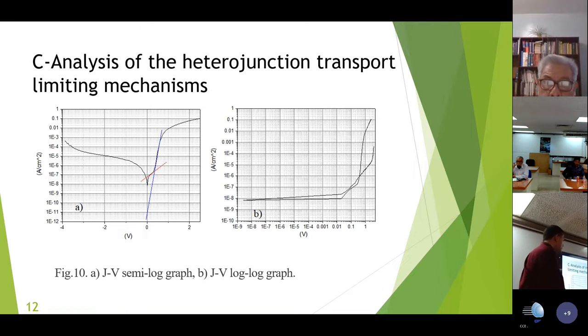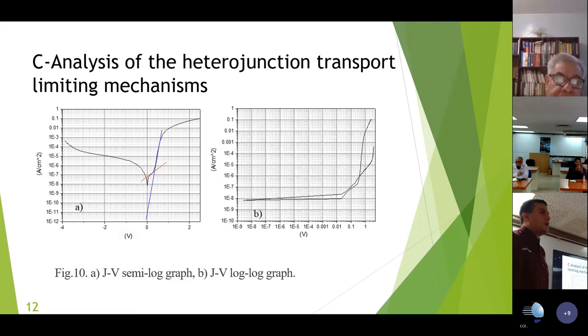We use the semi-log scale along with these slopes in red and blue to find the ideality factor of the heterojunction. We found values like 1.3 and 4.9. These values suggest that thermionic emission, generation-recombination, and tunneling mechanisms are playing a role in this heterojunction.